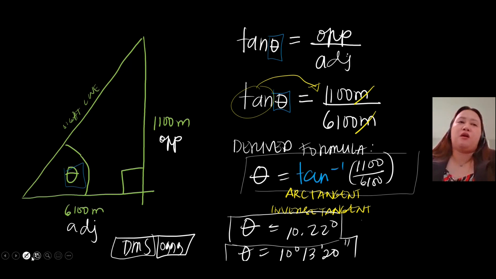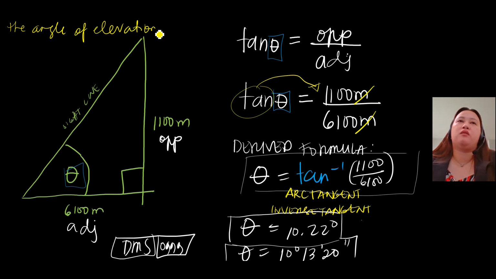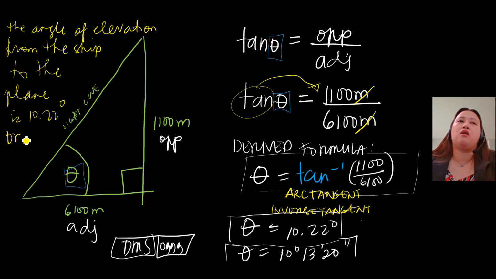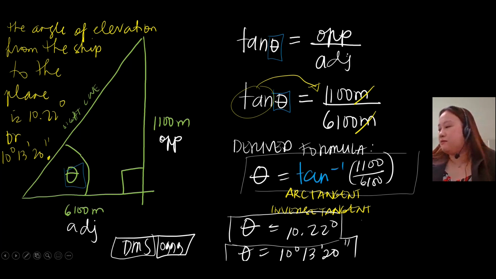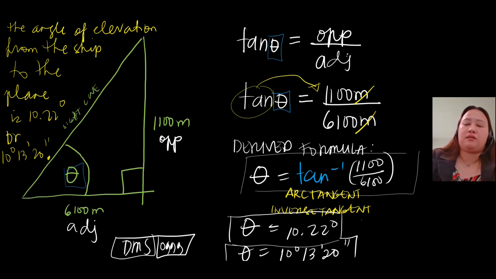So to answer the question, let us have a conclusion here. The angle of elevation from the ship to the plane is 10.22 degrees or 10 degrees, 13 minutes, and 20 seconds. That's it. Okay? Next, I'll go back to the PowerPoint.